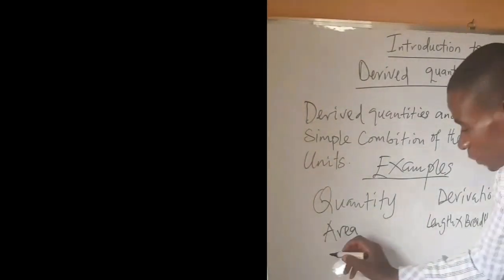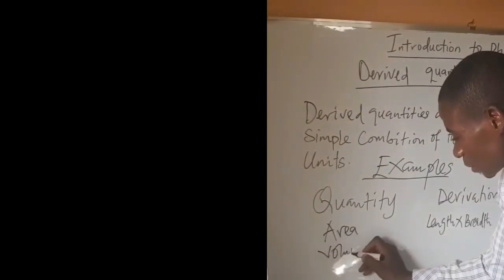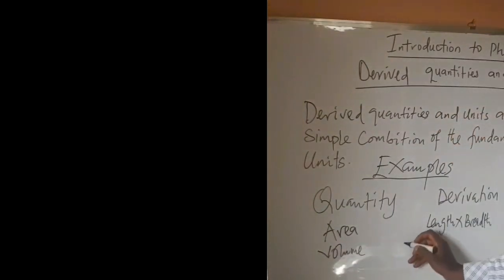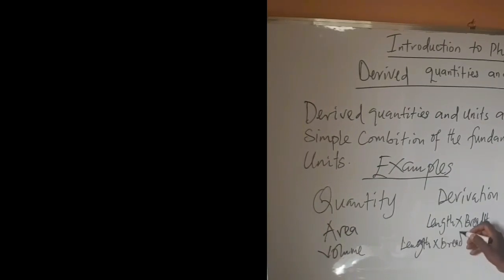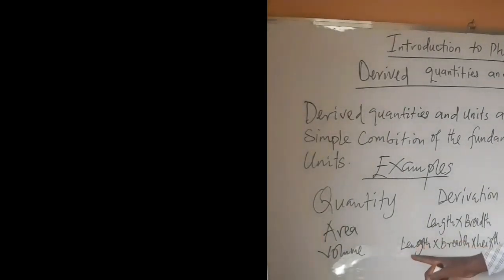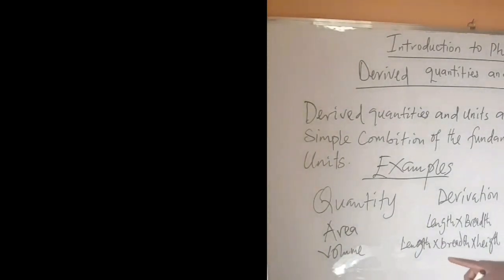Let's consider volume, for example, as the second example. Volume is length multiplied by the breadth multiplied by the height. Now, for length, we use a meter rule. Breadth, we can use a meter rule. And height, we can still use a meter rule. So it means that we will be having m times m times m.